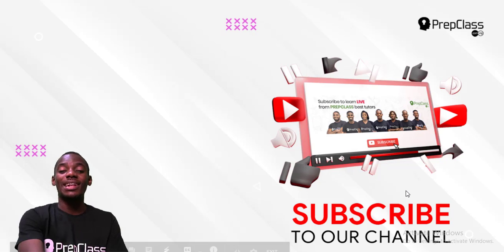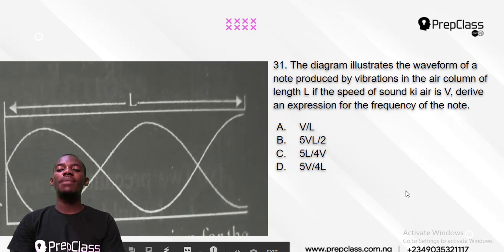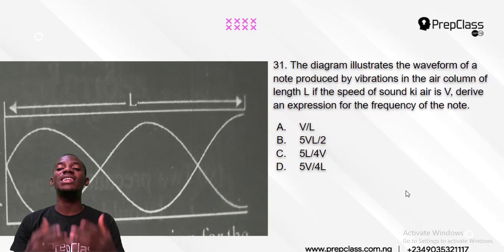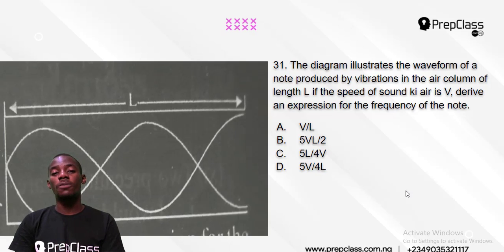And let's get to number 31. Question 31 said the diagram illustrates the waveform of a note produced by vibrations in the air column of length L. If the speed of sound in air is v, derive an expression for the frequency of the note. Now looking at this picture, you can see that this is a fifth harmonic picture. This picture is a fifth harmonic because it is a closed pipe.